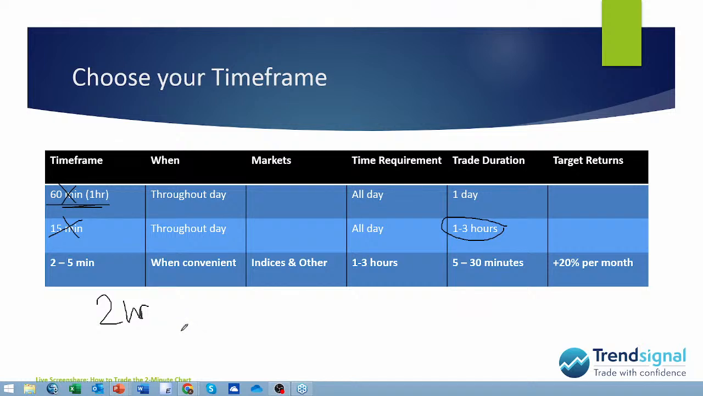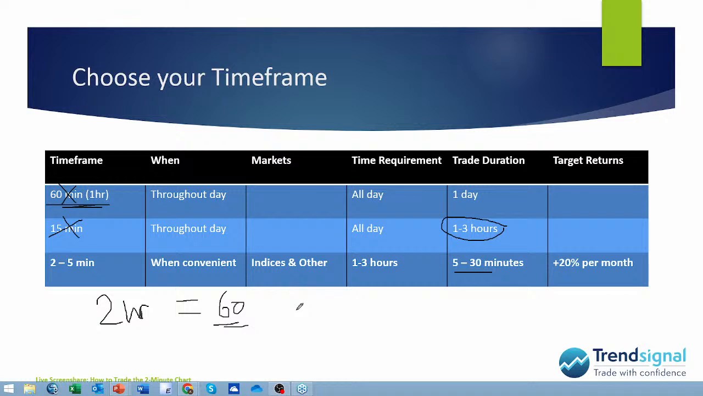Well, there's 30 lots of 2-minute bars in an hour, which means there's 60 candles. There's 60 potential decision points within a 2-hour period. Now, typically, a trade is going to be on for 5 minutes to half an hour. What that means is, again, off a 2-hour time block of trading, you're going to be able to get plenty of trades, and you're going to be able to see those trades to fruition. So they'll be able to open and close quite comfortably during a typical 2-hour block of time.